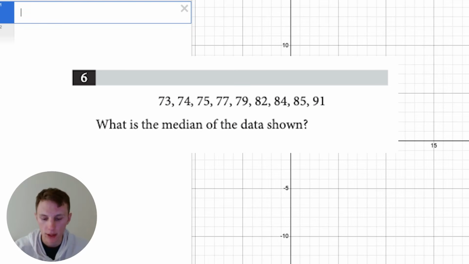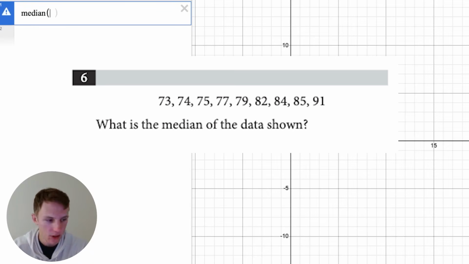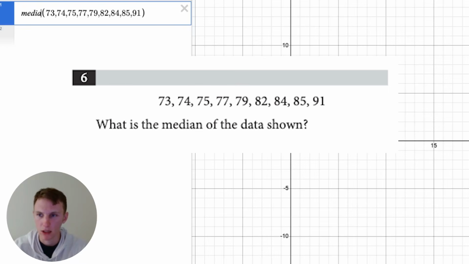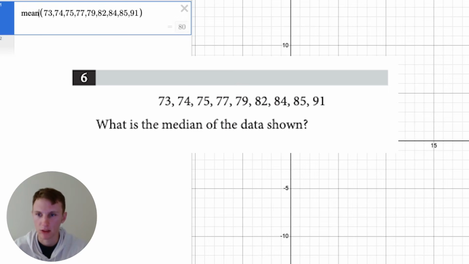Occasionally, College Board will throw these median questions at you. All you have to do is type in the word median and then parentheses, and then type in the data set as it comes. So after doing this, it's going to spit out a median of 79, so these are pretty easy. And if the question asks for, let's say, the average or the mean, you could also find that pretty easily using the mean keyword. So these are really easy if they happen to pop up on your SAT.